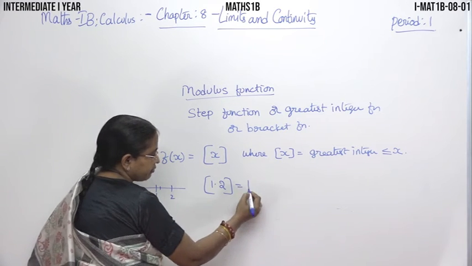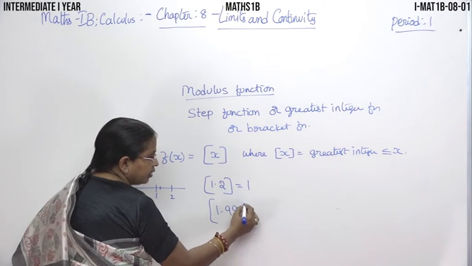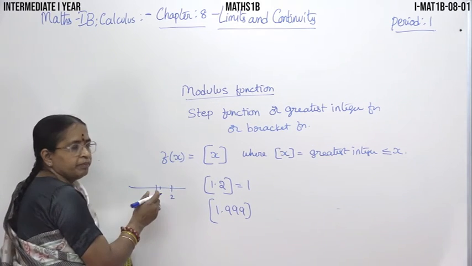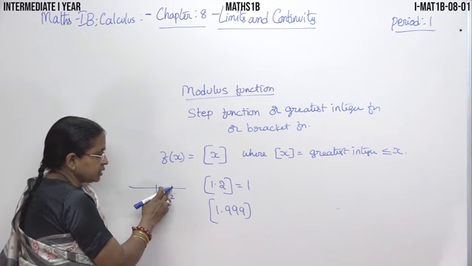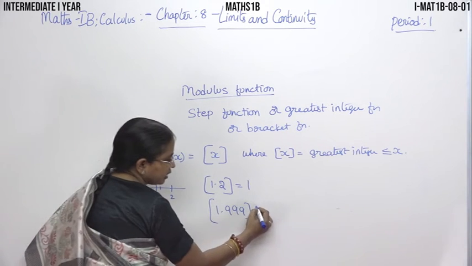So I should write 1. Now suppose I take 1.999. Then also it is here. 1.999 is less than 2 only. So what is the greatest integer less than this number? It is again 1.